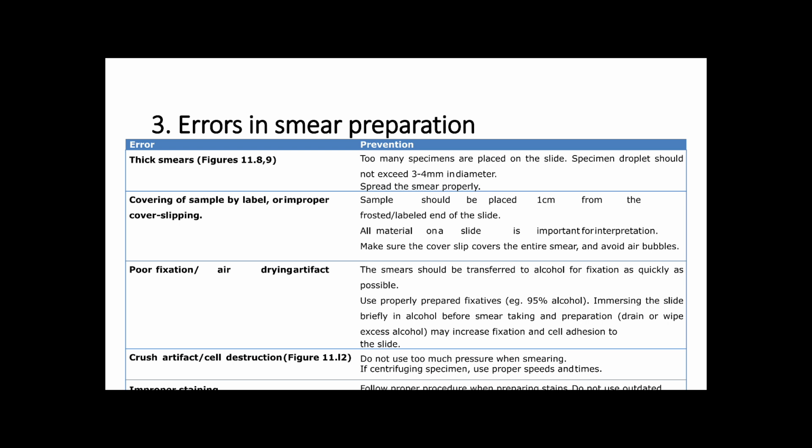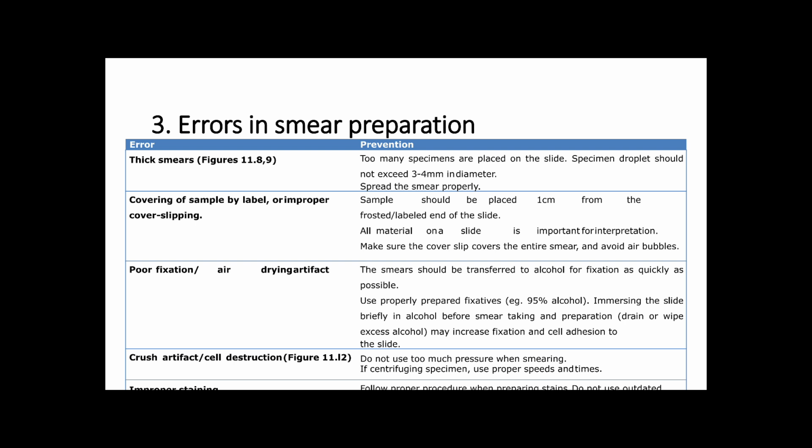The next error is covering of the sample by the label or improper cover slipping. So how to prevent this? The sample should be placed 1 centimeter from the frosted or labeled end of the slide. All material on a slide is important for interpretation. Therefore make sure the cover slip covers the entire smear and avoid air bubbles.